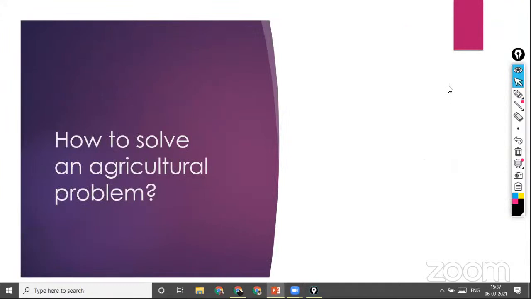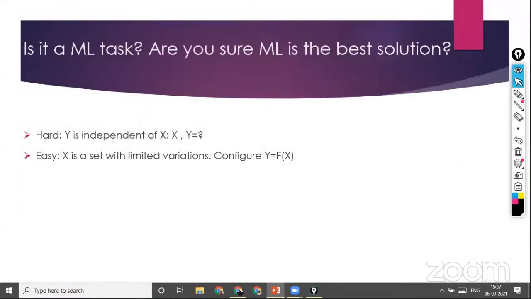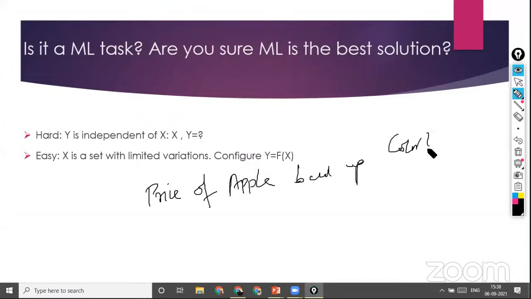Okay, now we are going to look in detail at how to solve this kind of problem. We have seen we can start from an idea, code it, and see the experimentation. So the first question that you should be asking: you got a problem, and I'll give a very simple example. You want to predict the price of Apple based upon the color. So that is the problem in your hand.